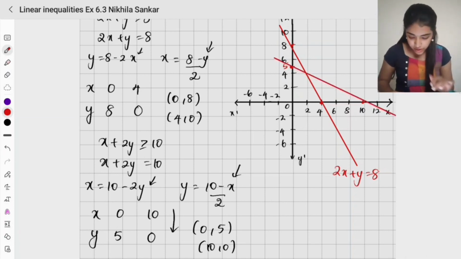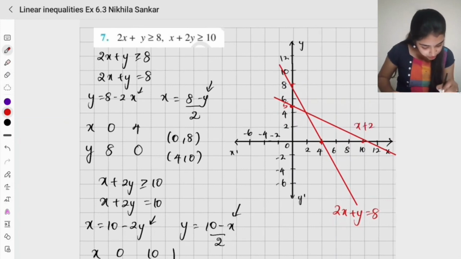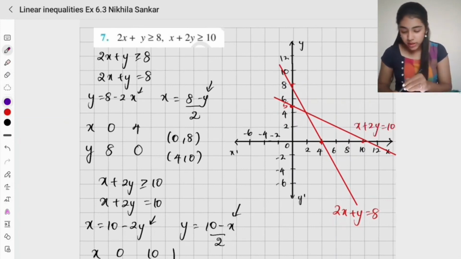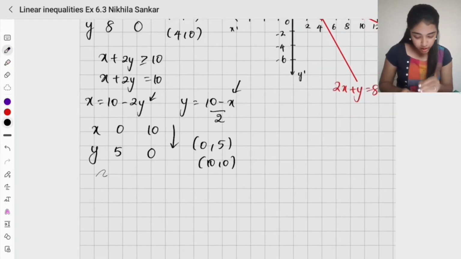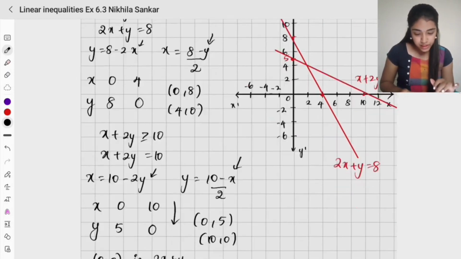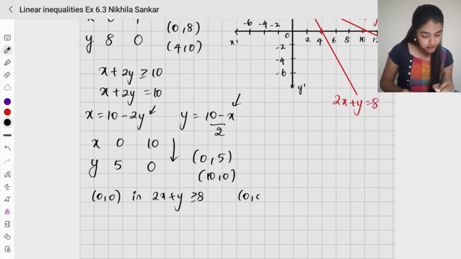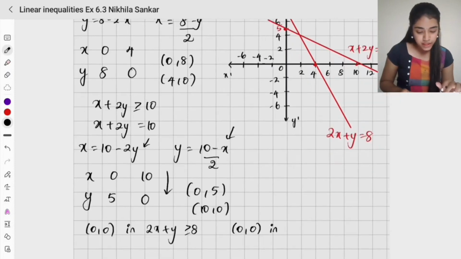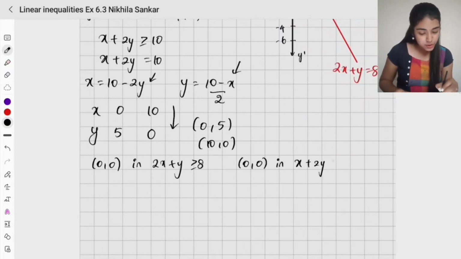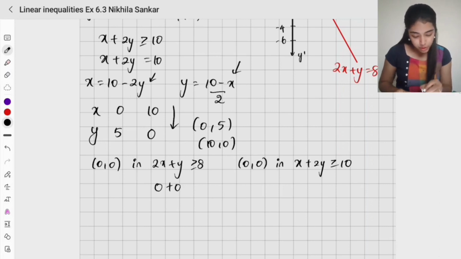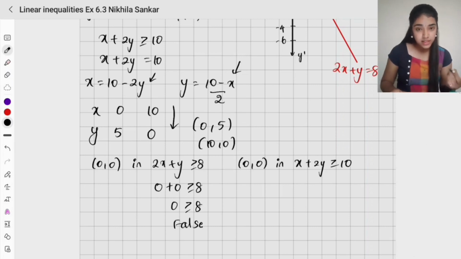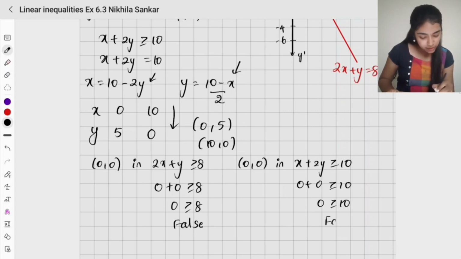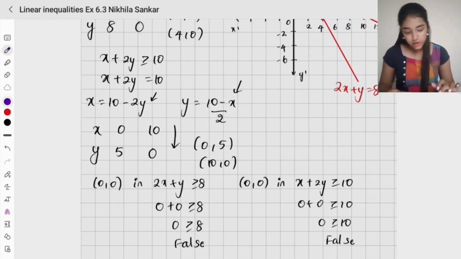So this line is going to be x plus 2y equals 10. Now check whether 0, 0 is included. 0, 0 in 2x plus y greater than or equal to 8, and the other inequality, 0, 0 in x plus 2y greater than or equal to 10. Substituting 0 plus 0 greater than or equal to 8: 0 greater than or equal to 8, which is false. 0 cannot be greater than or equal to 8. In the other one, 0 plus 0 greater than or equal to 10: 0 greater than or equal to 10, which is again false. So in both cases, 0, 0 is not included.